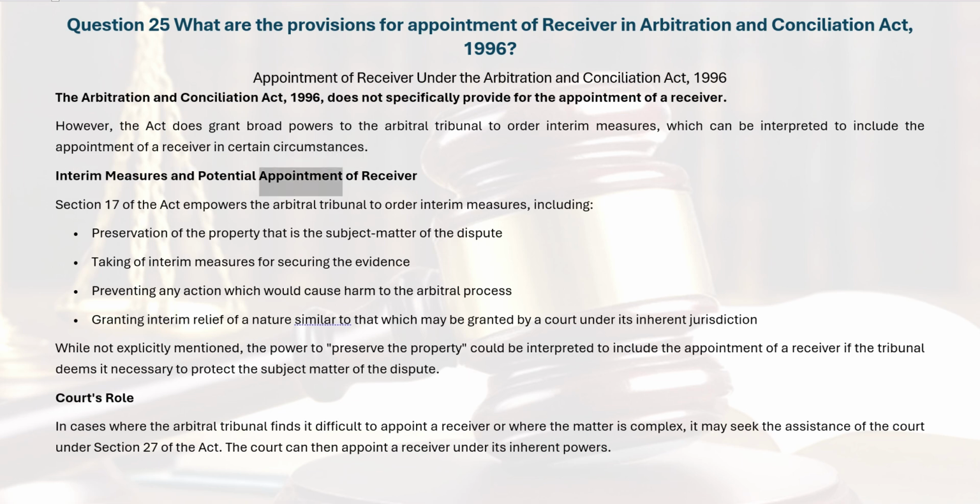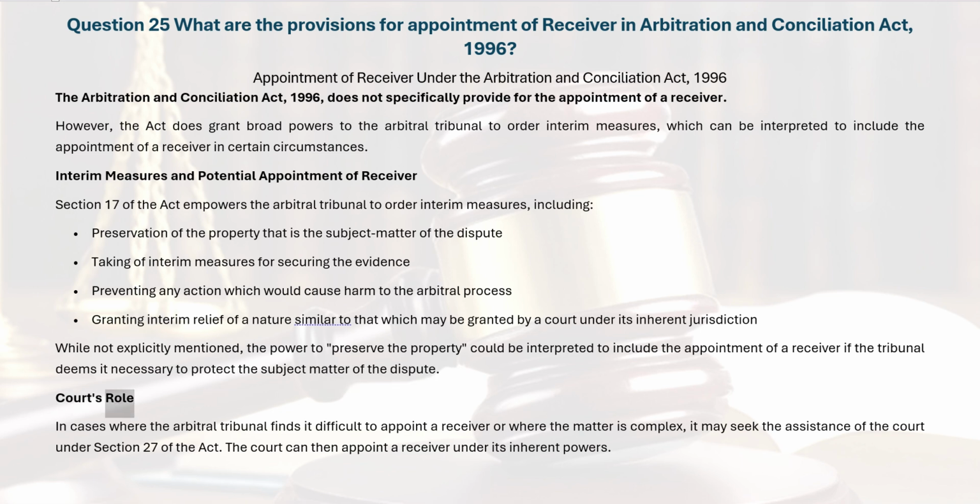Interim measures and potential appointment of receiver. Section 17 of the Act empowers the Arbitral Tribunal to order interim measures, including preservation of the property that is the subject matter of the dispute, taking of interim measures for securing the evidence, preventing any action which would cause harm to the arbitral process, granting interim relief of a nature similar to that which may be granted by a court under its inherent jurisdiction. While not explicitly mentioned, the power to preserve the property could be interpreted to include the appointment of a receiver if the tribunal deems it necessary to protect the subject matter of the dispute.